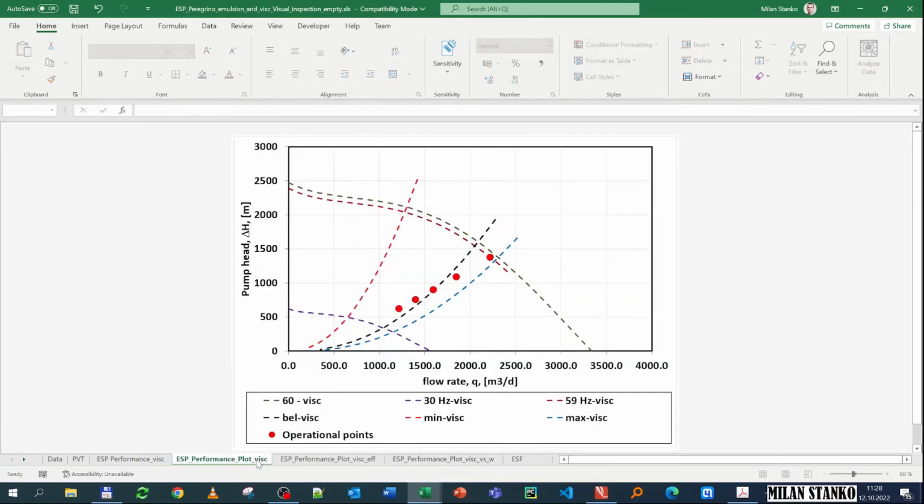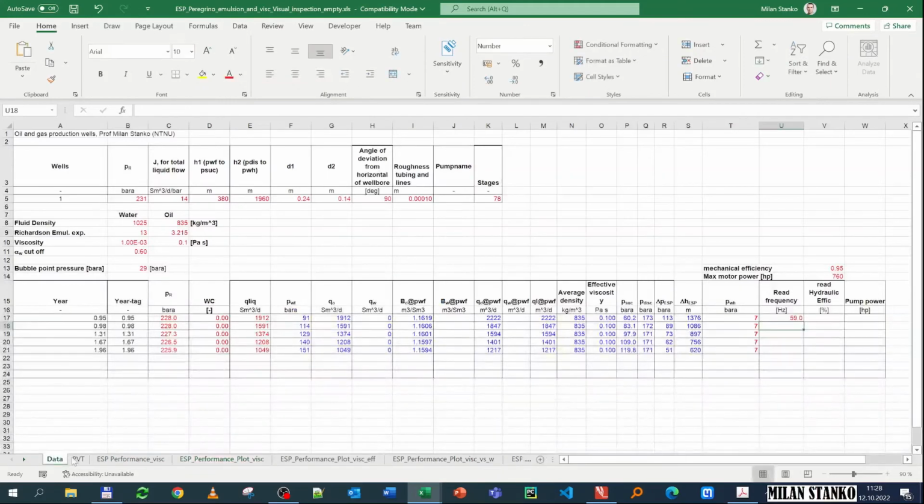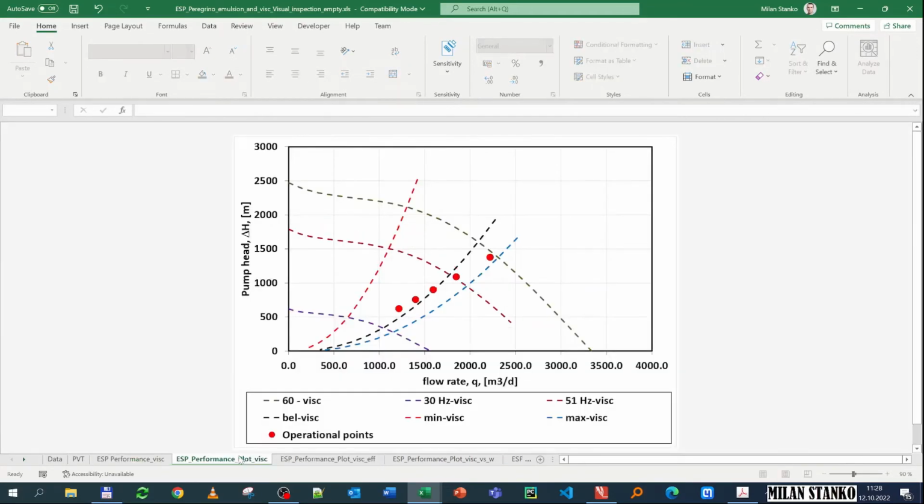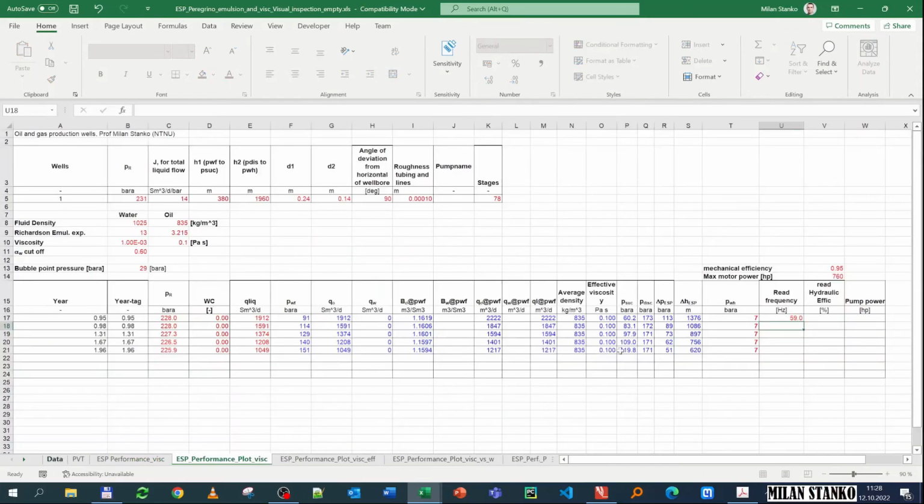Okay, then we're moving that curve. The red curve is not yet there, so we have to go a bit lower. So let's try with 51. Okay, now it's passing more or less through that point. So let's say 51, that will be the frequency for the time 2. Then let's repeat for all of them.